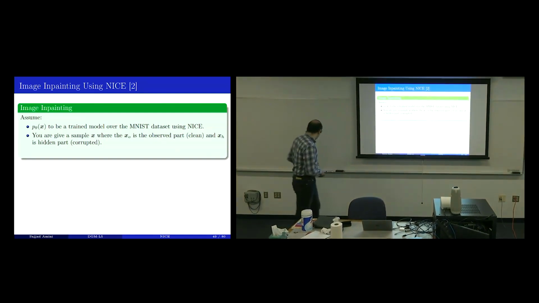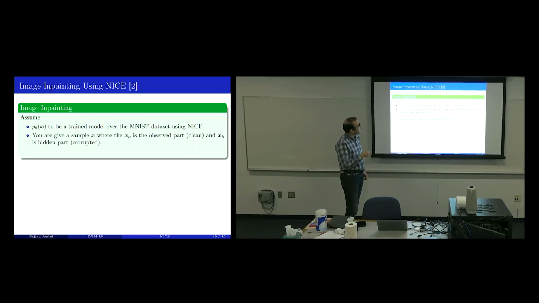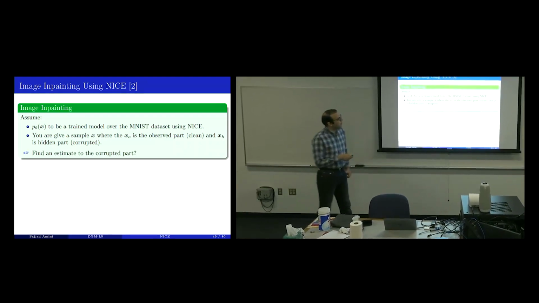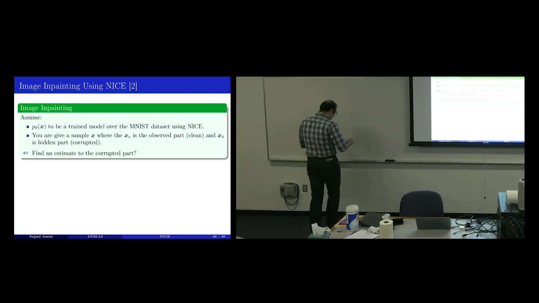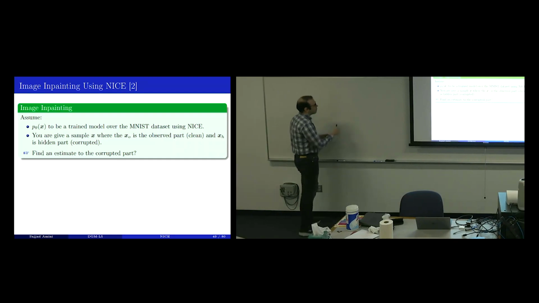Then we were talking about an application of NICE for image inpainting. Assume that you are given an image, and this sample, we call it X, has an observed part and also a hidden part, which is corrupted. And we want to estimate the corrupted part. What is our assumption here? Our assumption is that we have a parametric, invertible transformation.